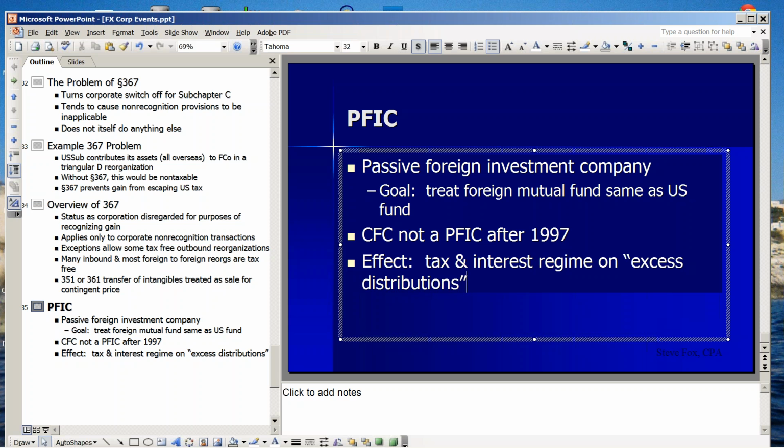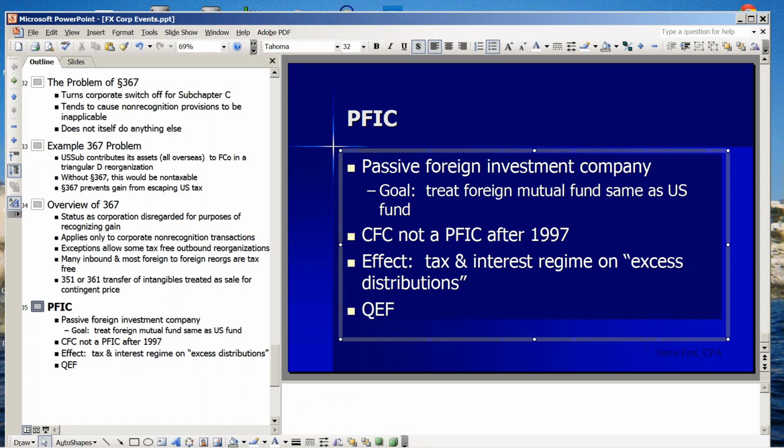But PFIC has the same potentially disastrous effect. There's tax and interest, and the tax is at the top marginal rate. There are ways to avoid this PFIC tax and interest regime. The principal way to do so is to elect to treat the PFIC as a qualified electing fund, or QEF.